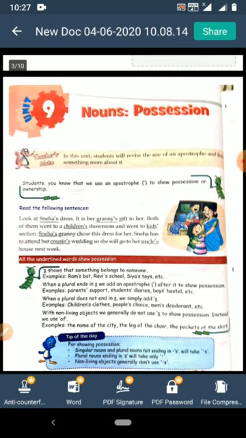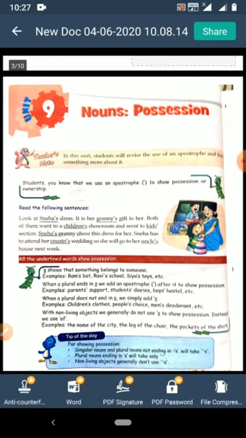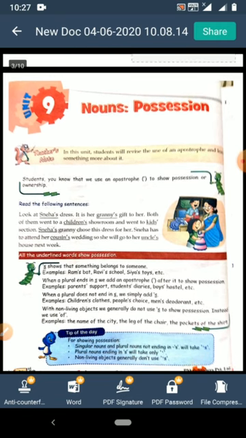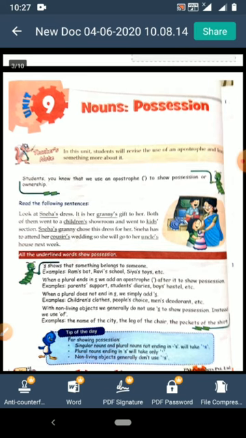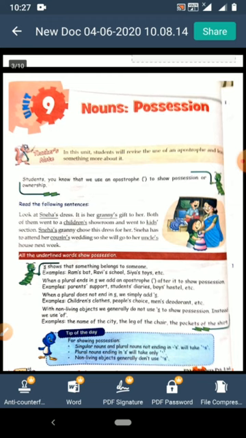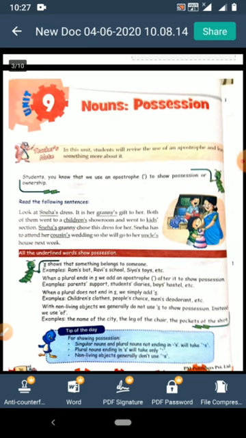It is a granny's gift to her. Again, the word granny has got an apostrophe and S, which denotes who has given her that gift? Her granny. Both of them went to a children's showroom. The word children is plural, and after children there's an apostrophe and S. That shows that the showroom was of whom? Children's showroom. And went to the kids section.